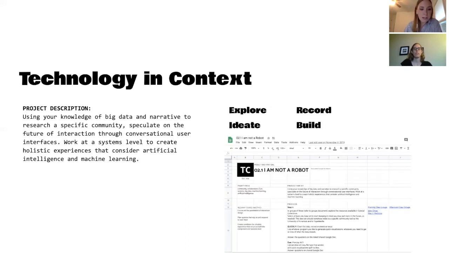Our second project, students put their knowledge of big data and narrative to use and researched a specific community in some way unique to Northwest Arkansas. Using the information they collected, they speculated on the future of interaction by designing conversational user interfaces or chatbots. This opened up a discussion on data bias, artificial intelligence, and machine learning.